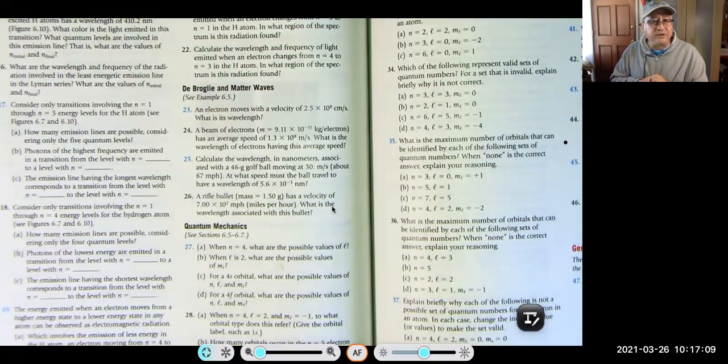So does that kind of answer the question for 23? Where do we get the mass from and are we required to know it? Yeah. Okay, excellent. Other questions?